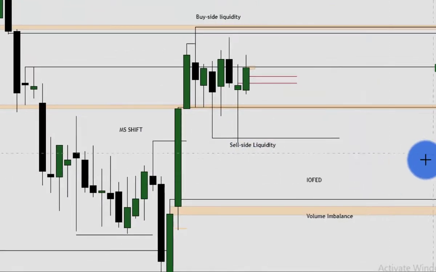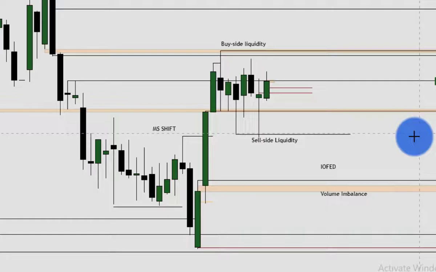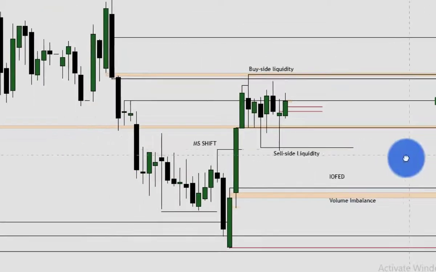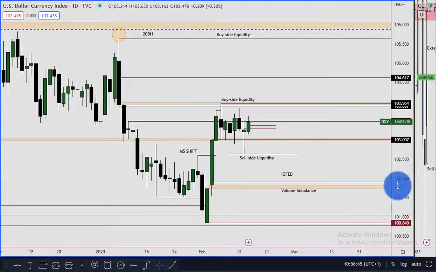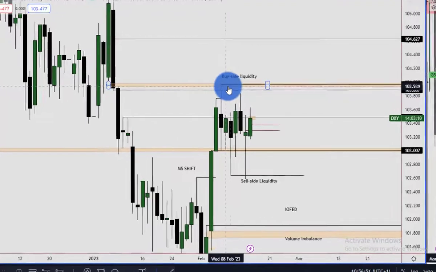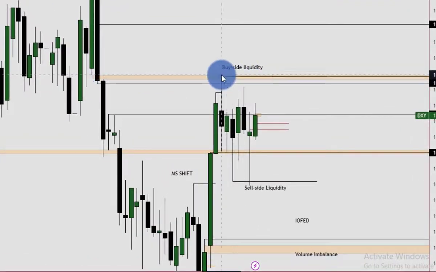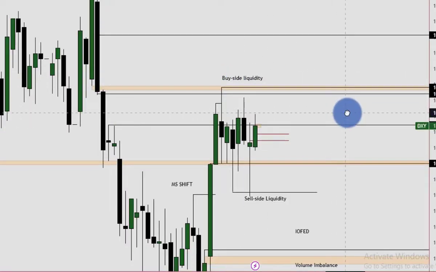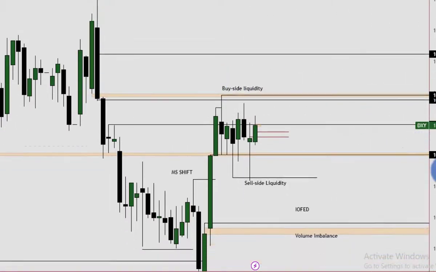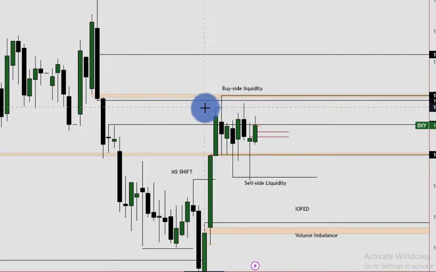Okay, so now the dollar has resumed bullishness. So where is the dollar going to head into? The dollar is heading towards the buy side liquidity residing above this old high. Remember, we said the buy side liquidity resides above an old high or relative equal highs, right? So the relative equal highs of the body of the candles here and old high.